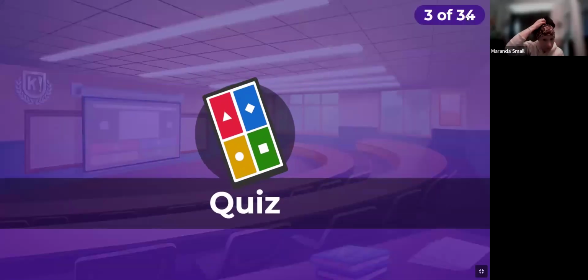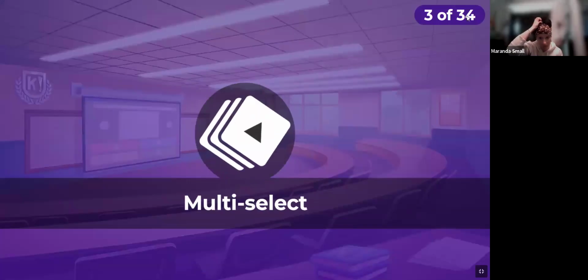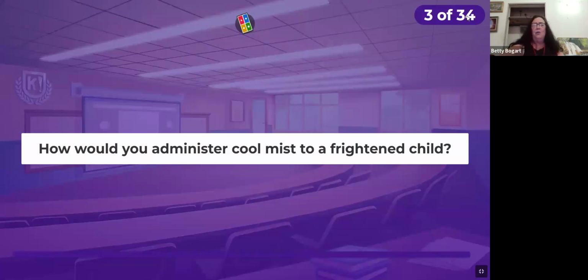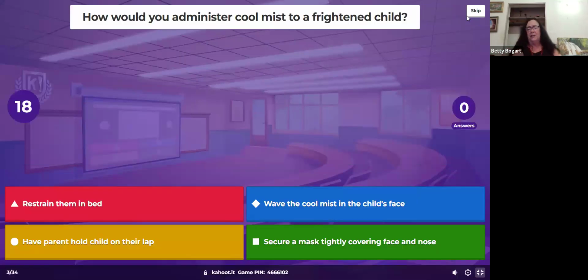Would you first not only do compressions if their heart wasn't beating? They wouldn't be breathing. How would you administer cool mist to a frightened child? Think about it. If the heart's not beating, are they breathing? They're basically dead.